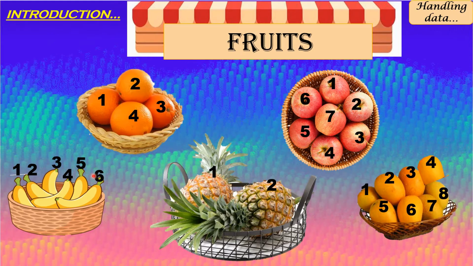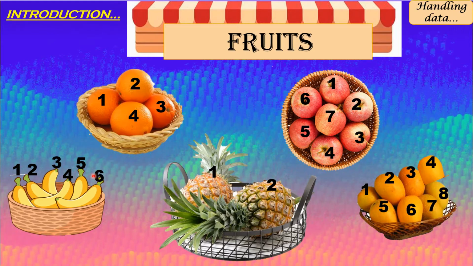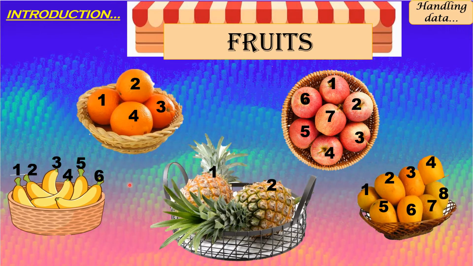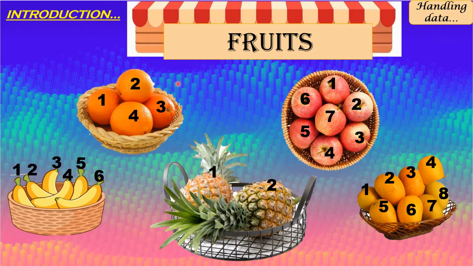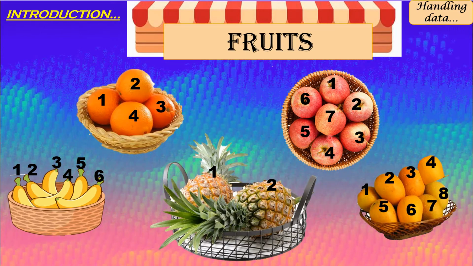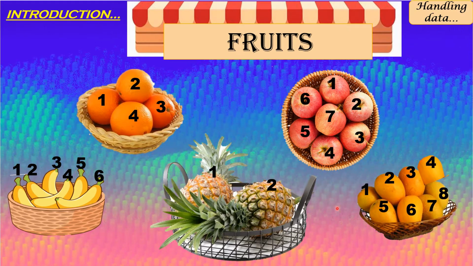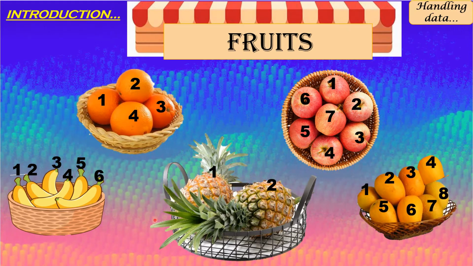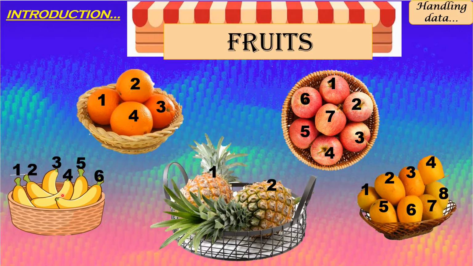So how many fruits are there? Here you can see 4 oranges, then 7 apples, 8 mangoes, 2 pineapples and 6 bananas.